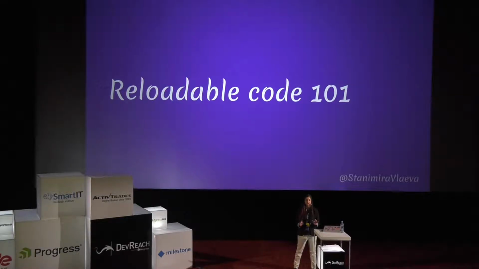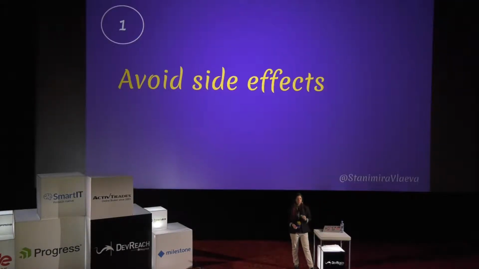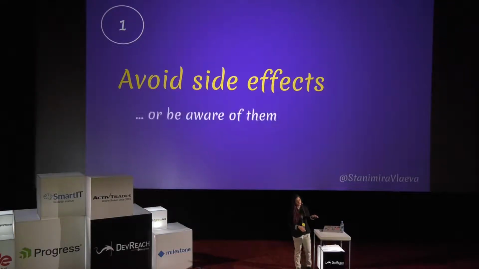Let's see how we can write some reloadable code that can be self-accepted. The first important part is that we shouldn't have any side effects. And this world is not perfect, and I can't actually write code that doesn't have any side effects, so at least we should be aware of our side effects.